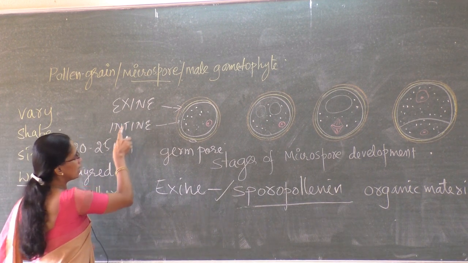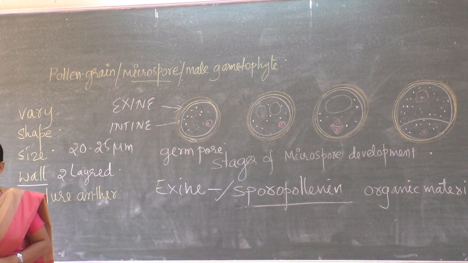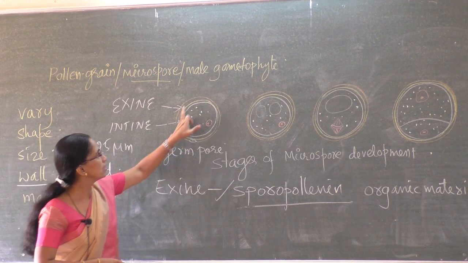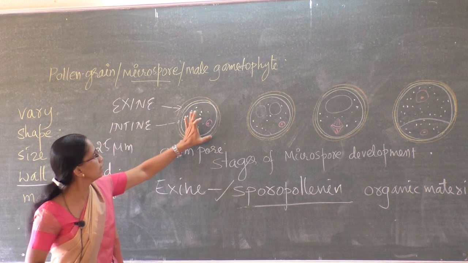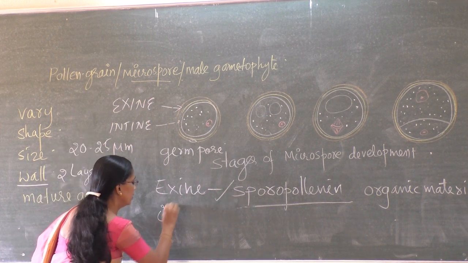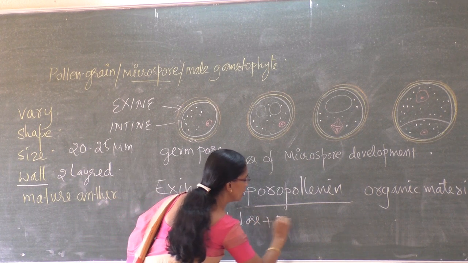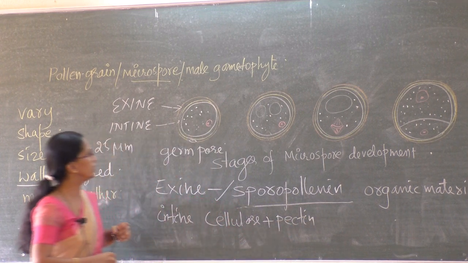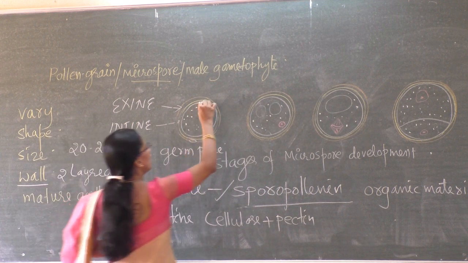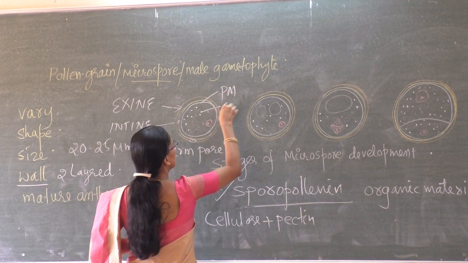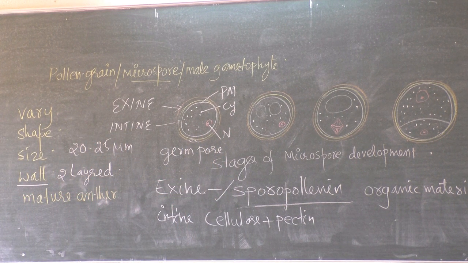Inner to the exine is the intine, one more wall layer. Exine is made up of sporopollenin. Intine is a single thin layer which forms a lining on the inner side of the exine, made up of cellulose and pectin. Inner to that are the plasma membrane, the cytoplasm and the nucleus. So this is a pollen grain.